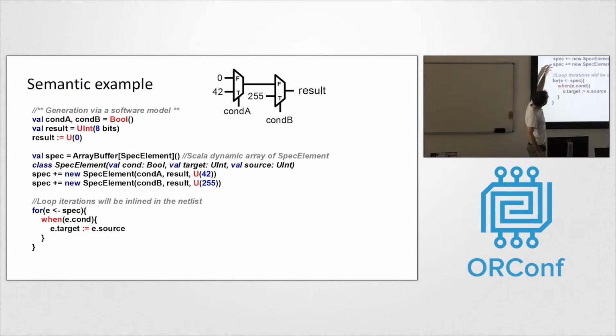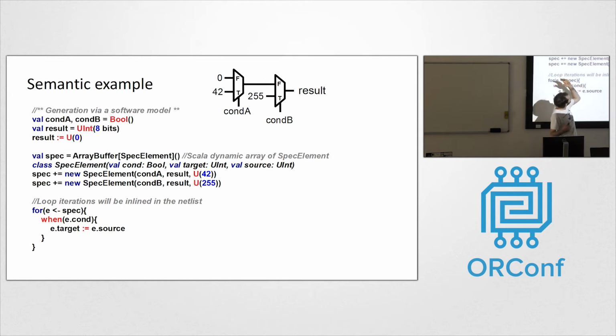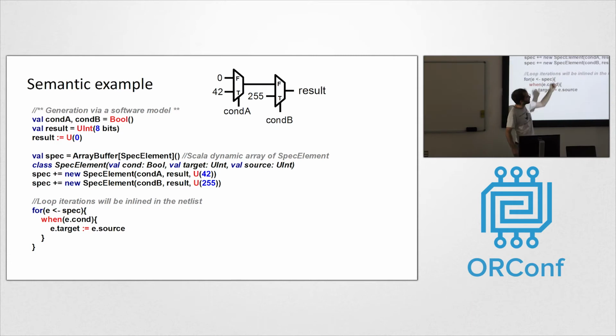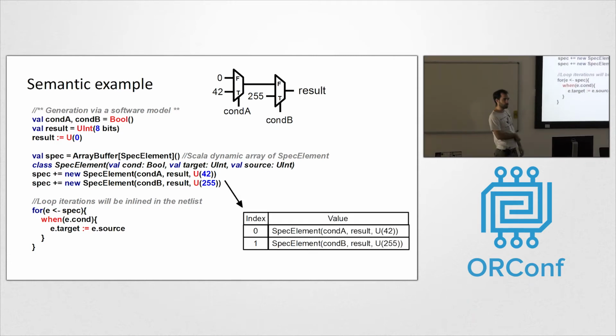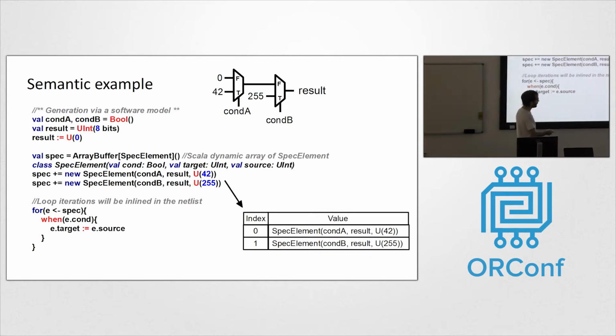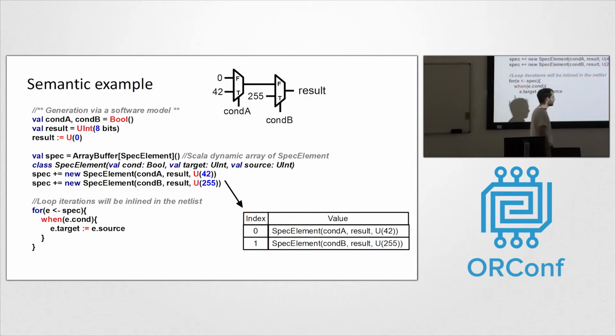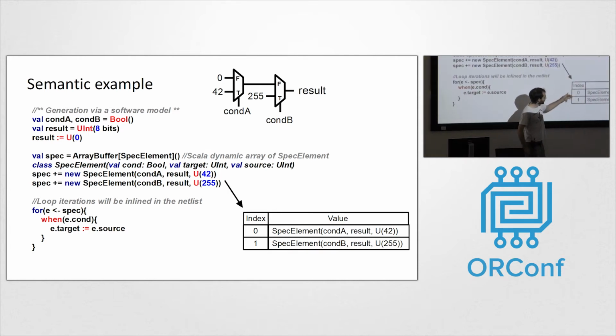Then we're here adding some elements into the specification. So we're adding in the spec, with plus equal, to add an element in the dynamic array buffer, some new spec element which describes what we want to do. So here we're already building a data model of what we want, a software model or a database. Name it as you want, but we're really building a software structure of what we want, with 2 elements.